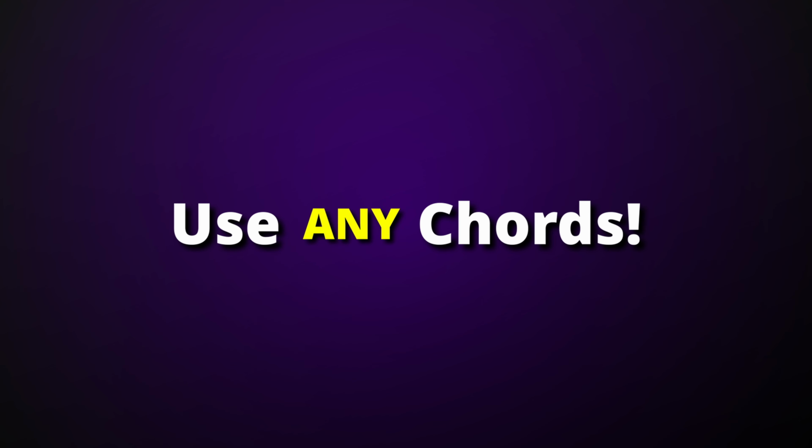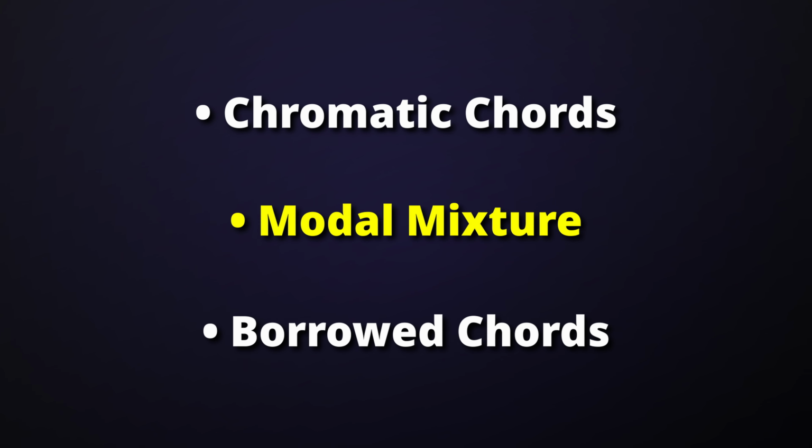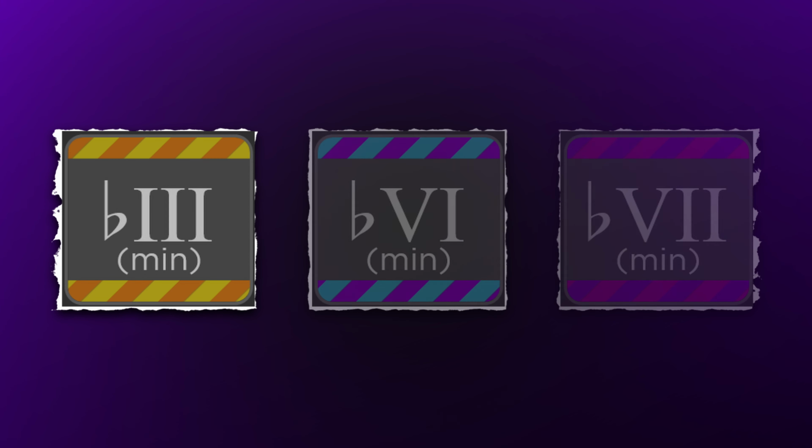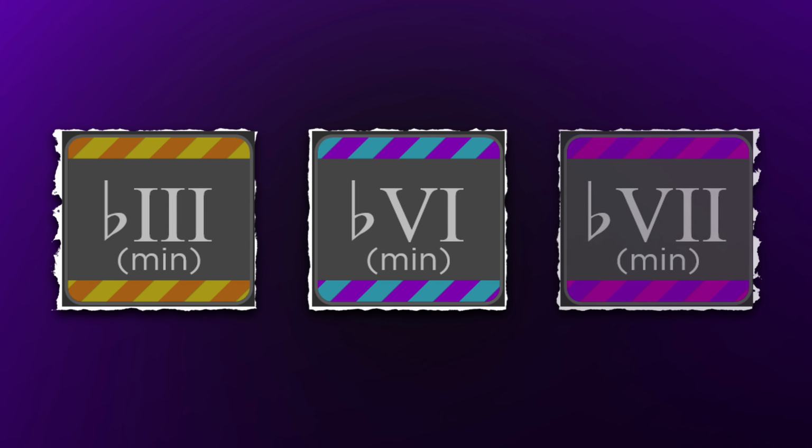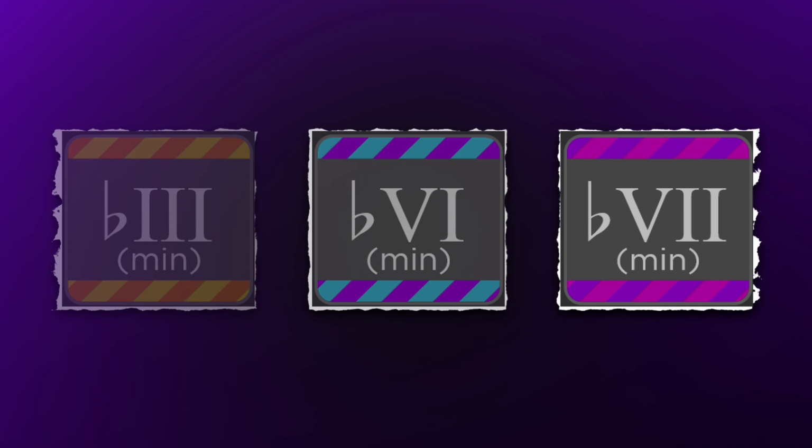When you write a song, you'll often use chords from a particular key. But did you know that you're free to use any chords that you like? Chords from outside of a key can be called many things, including chromatic chords, modal mixture, or borrowed chords. In this video, I'm going to show you 3 borrowed chords that you can use in your major key chord progressions to turn them into epic songs.